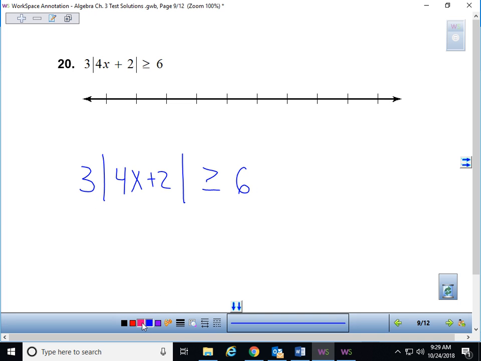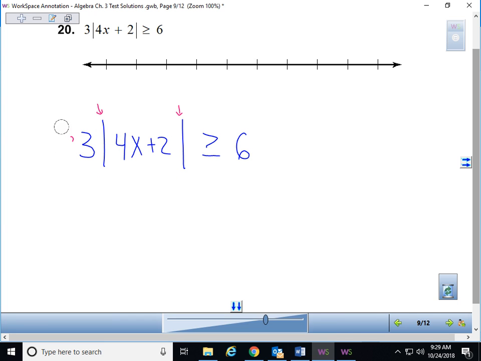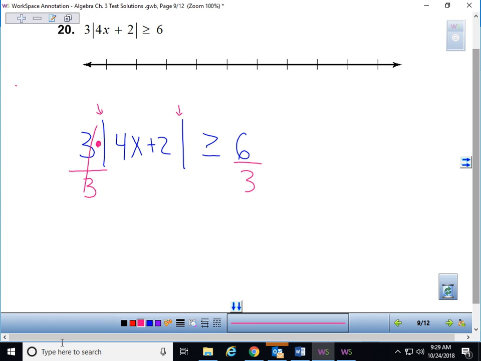Now my first step when I have absolute values, regardless, is to get the absolute value alone. It's not alone right now. This 3 is here. I don't like the 3. I need to move it. Remember, this is not a distributive property. These are not parentheses. You cannot do the same thing as you would if they were. So 3 is actually connected with a secret operation of multiplication. I don't want it there, so I have to undo it with division. I'm going to divide by 3 on both sides.